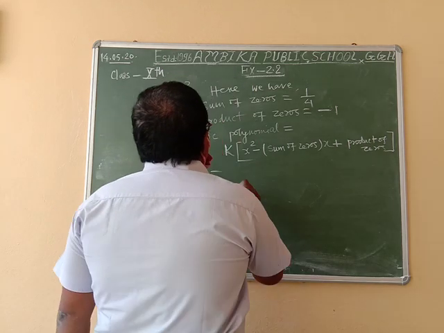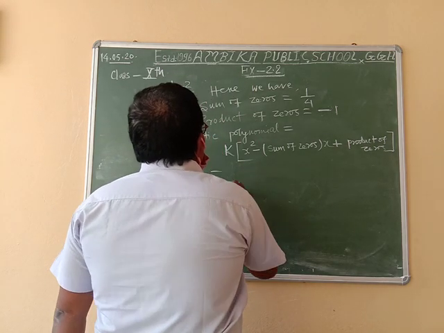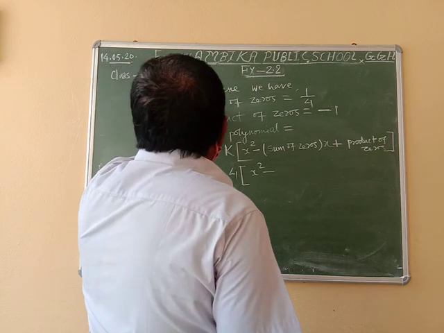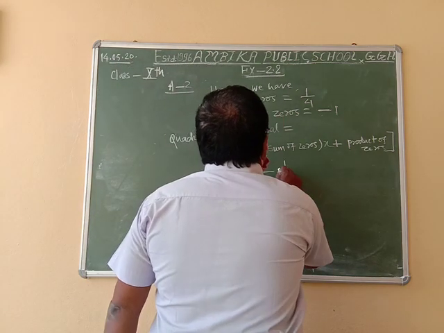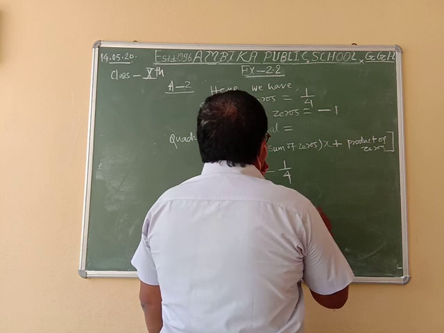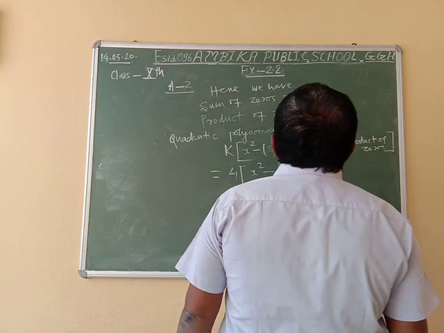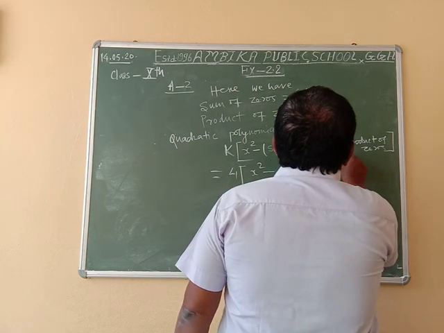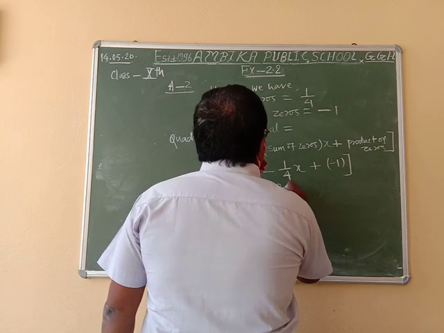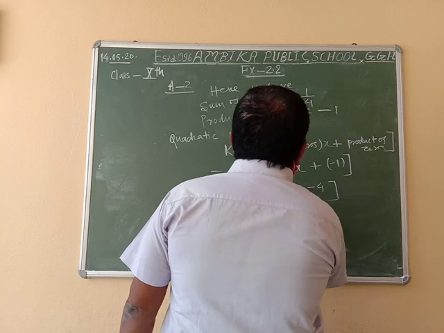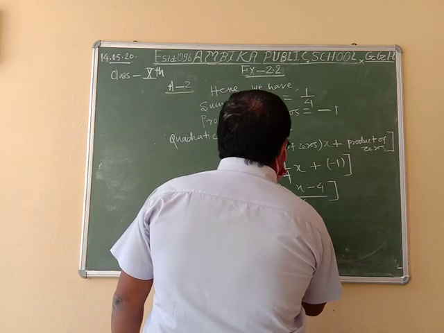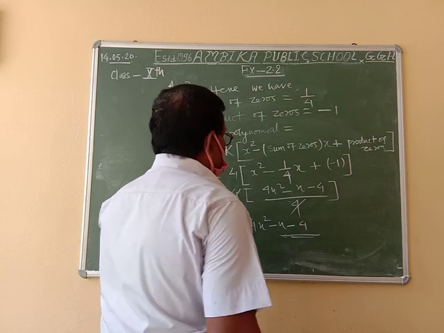It is equal to k into x square minus, in the question we are given sum of zeros is equal to 1 by 4, so we write 1 by 4 in place of sum of zeros, into x plus product of zeros, which is given minus 1, is equal to 4 into 4x square minus x minus 4 by 4. 4 cancels, so it is 4x square minus x minus 4. This is the required quadratic polynomial.